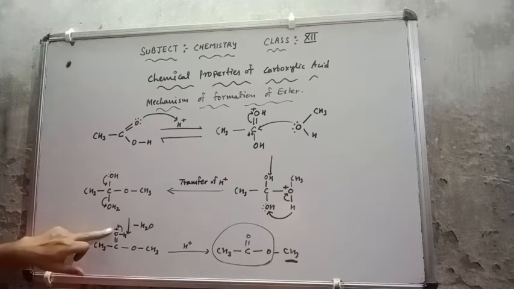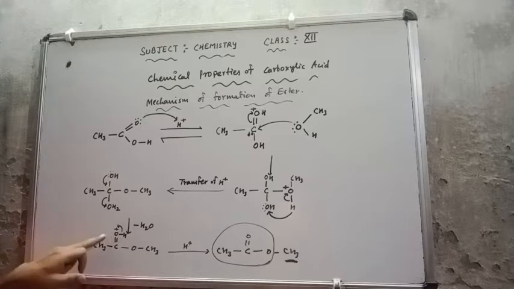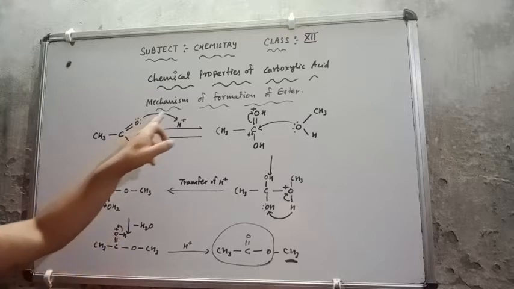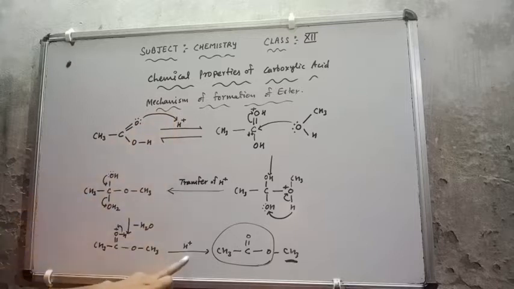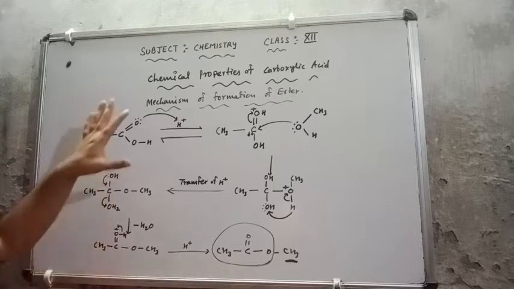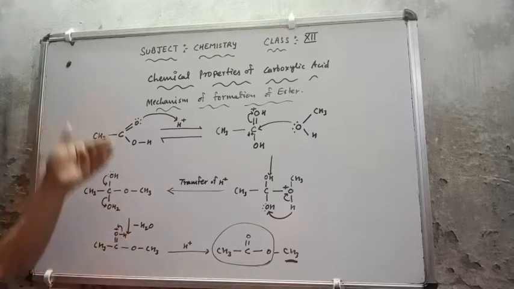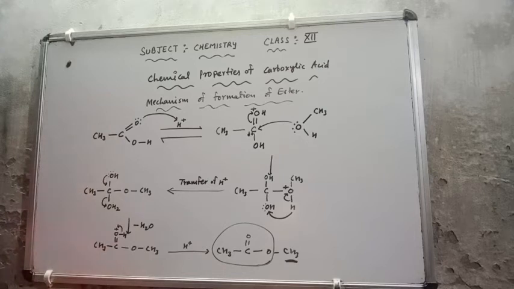Now to maintain the positive charge, the bond electrons between the oxygen and hydrogen are transferred towards the oxygen because oxygen is more electronegative. So the H positive that we used from the starting is removed from here and we get the major product as an ester. I hope you have understood the mechanism of ester, how the reaction is going to complete. After this I will discuss the next reaction with you.